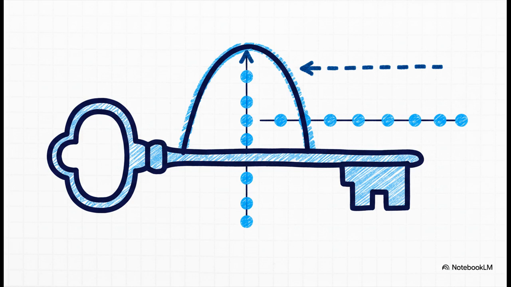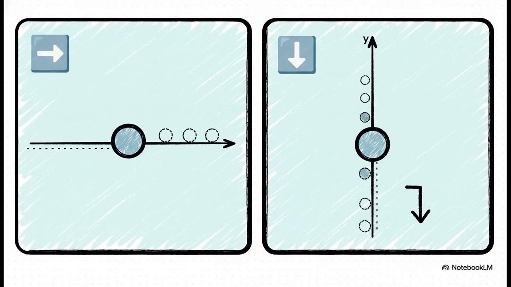This is the master key. All you have to do is treat any 2D motion as 2 completely separate, super easy 1D motions, one happening in the horizontal direction and the other happening in the vertical direction. That's the secret. And this slide just shows that idea perfectly. I want you to think of them as 2 completely separate worlds.